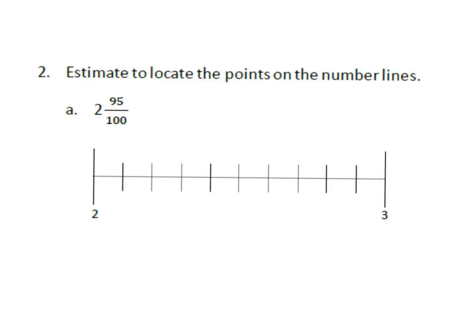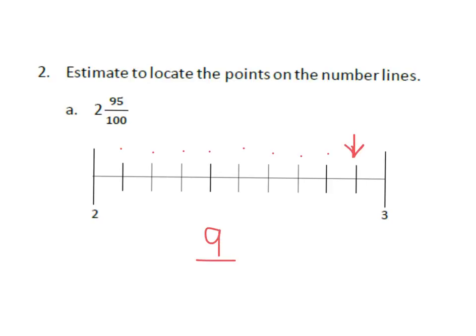Let's look at number 2. It says to estimate to locate the points on the number lines. Look at letter A. We have 2 and 95 hundredths. We are going to count 9 tenths. So 1, 2, 3, 4, 5, 6, 7, 8. Here's 9.